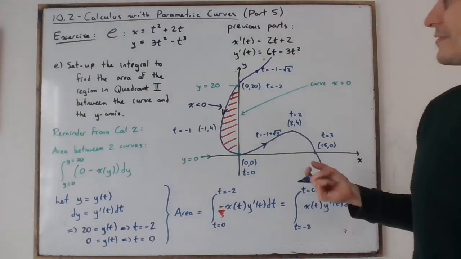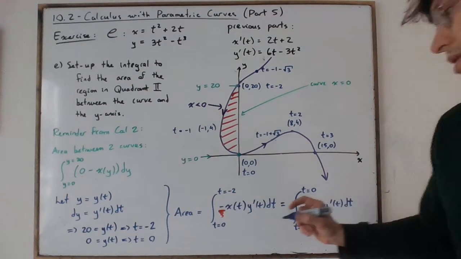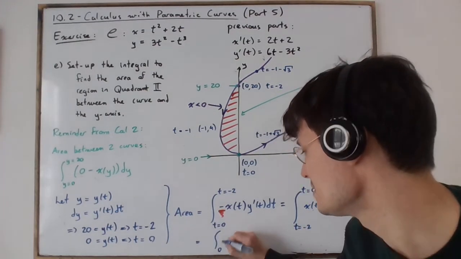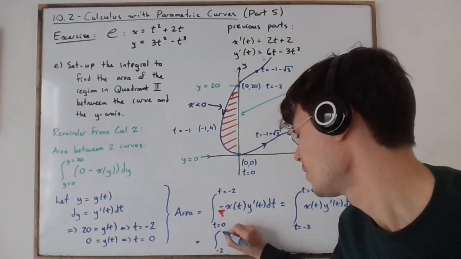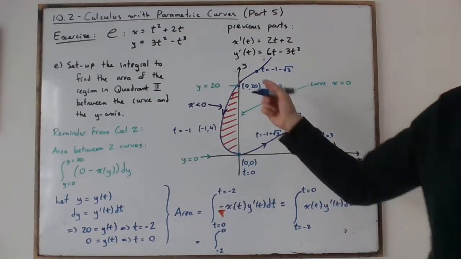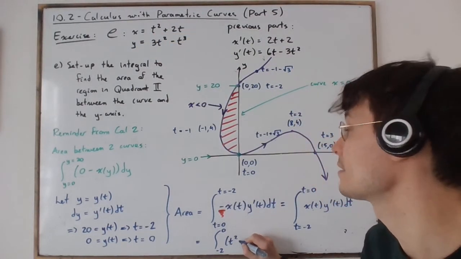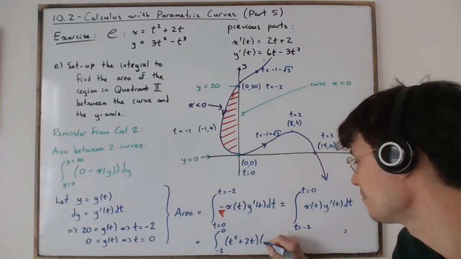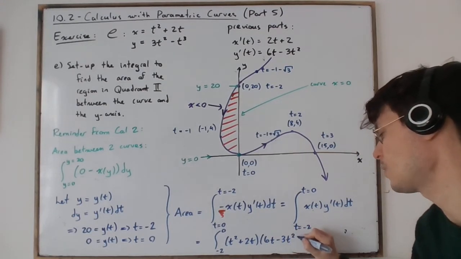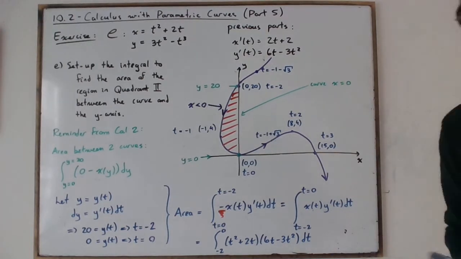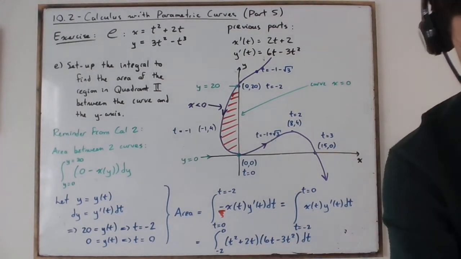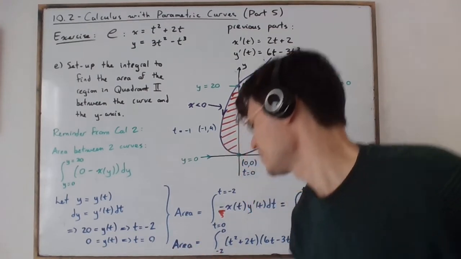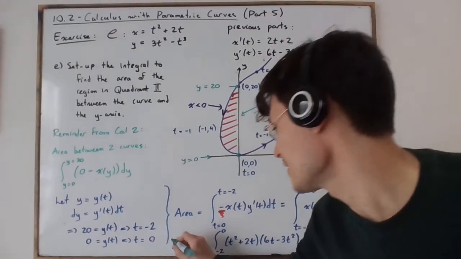And from there, we have to write the result. It's going to be the integral from negative 2 to 0 of x of t, which is t squared plus 2t, times y prime of t, which is 6t minus 3t squared, dt. So this is the resulting integral that gives us the area. Let's frame this answer. This is the area.